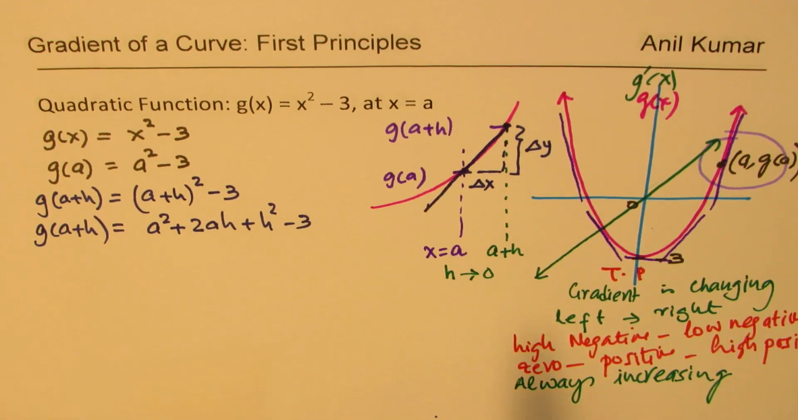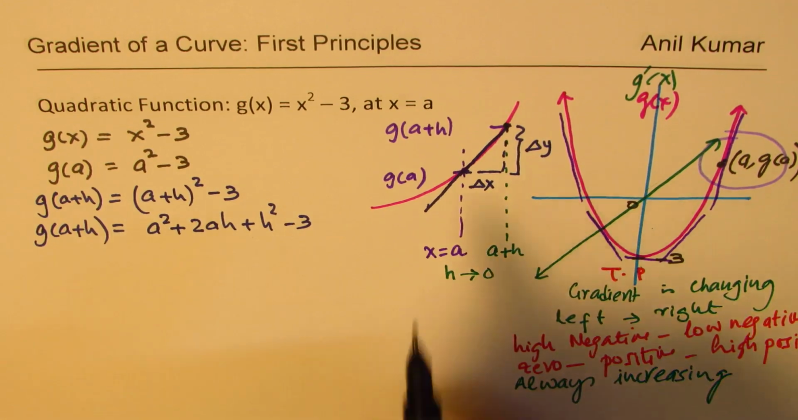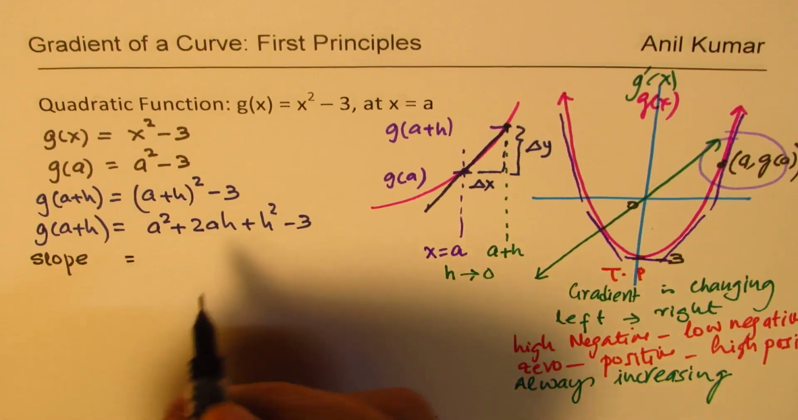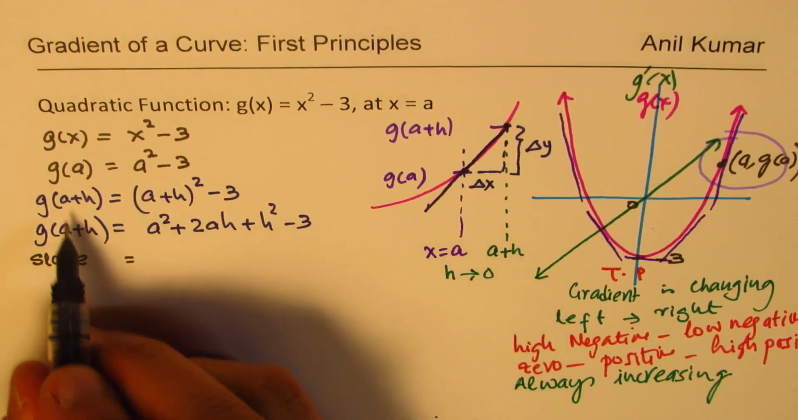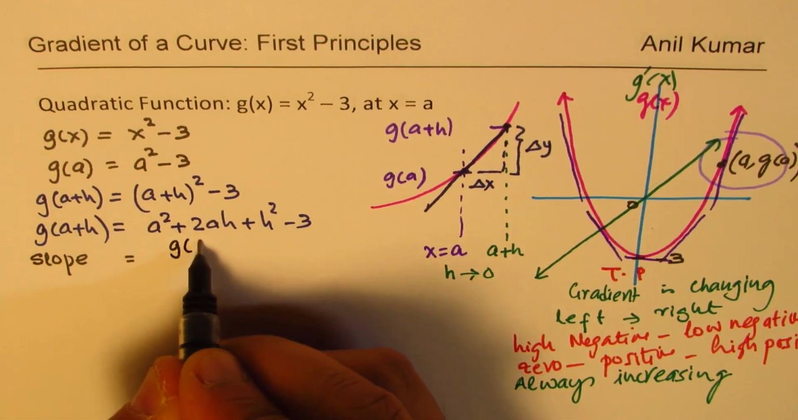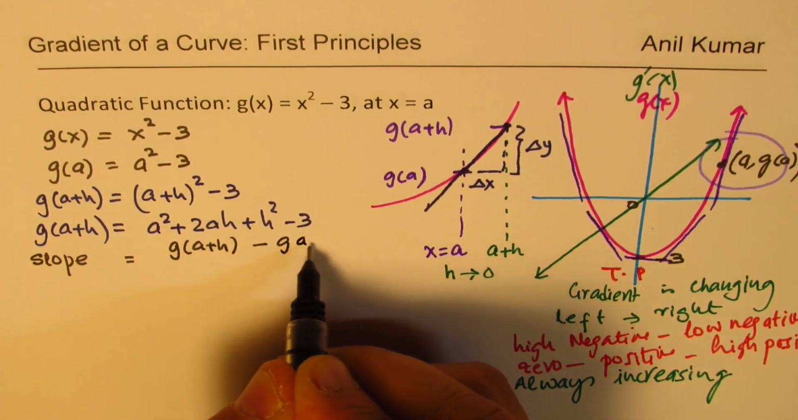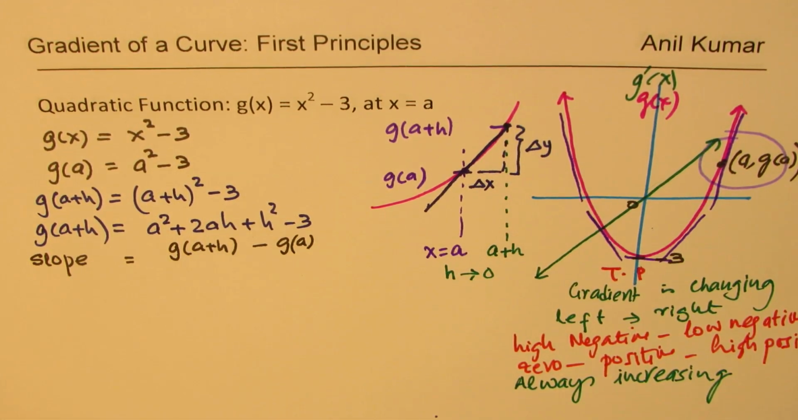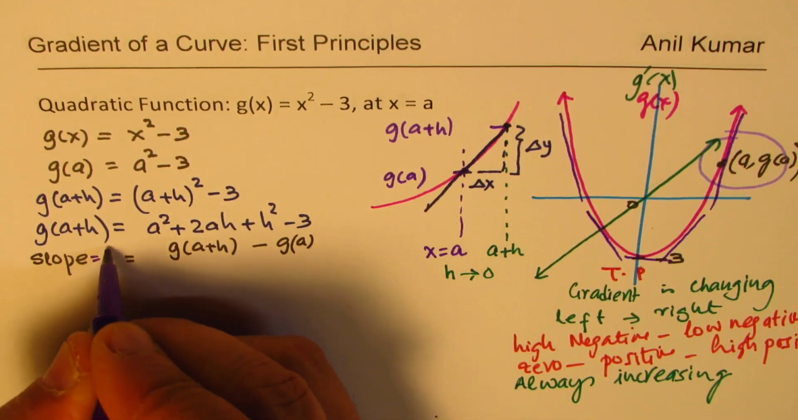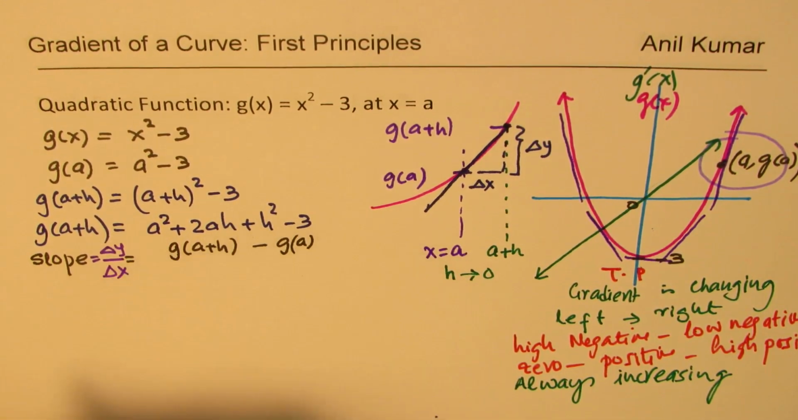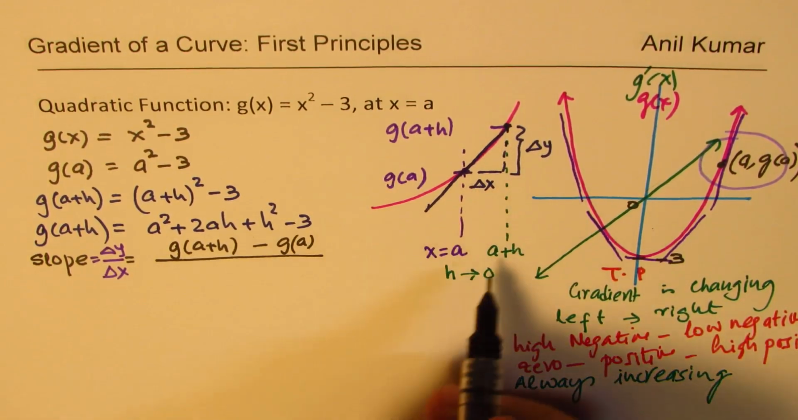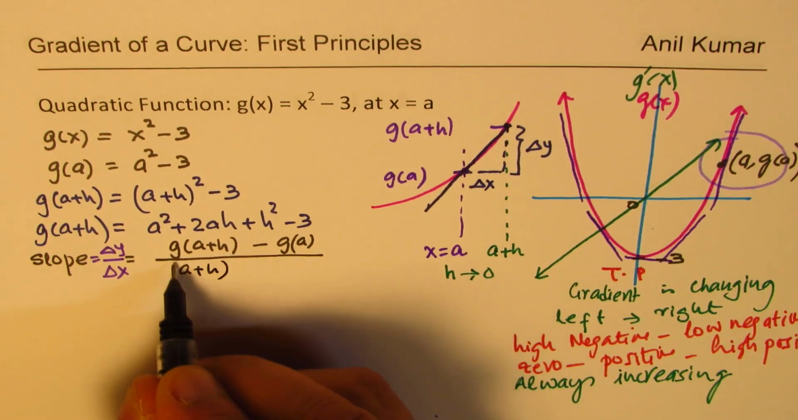Clear? Now from here, we can actually find the slope, right? So we'll write this as a slope. The slope, which is the gradient for us, will be the change in this, right? Which will be g of a plus h minus g of a, which is delta y, right? Okay, let's write it like this. We'll write this as equal to delta y over delta x. Is that clear? Right, okay. Now, delta y is actually g of a plus h minus g of a, and delta x is basically a plus h minus a.